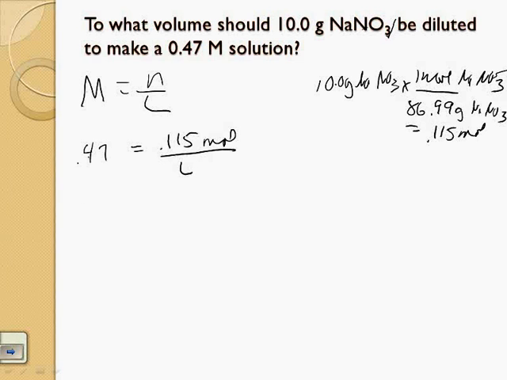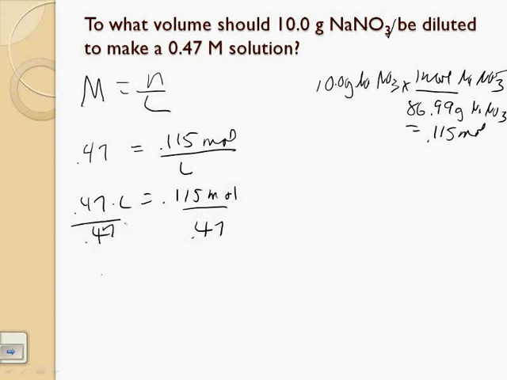Okay, so if I cross multiply, I get 0.47 times liters equals 0.115 moles. I can divide both sides by 0.47, because I want liters alone, and that's going to give me liters is equal to 0.245 liters. Okay, so you should work on the worksheet, the molarity worksheet.